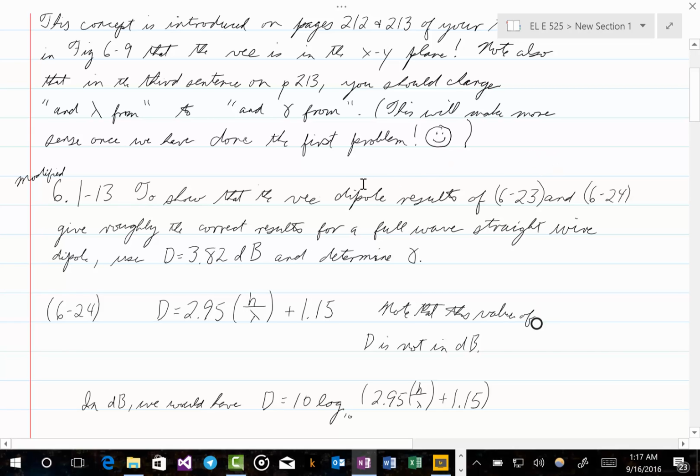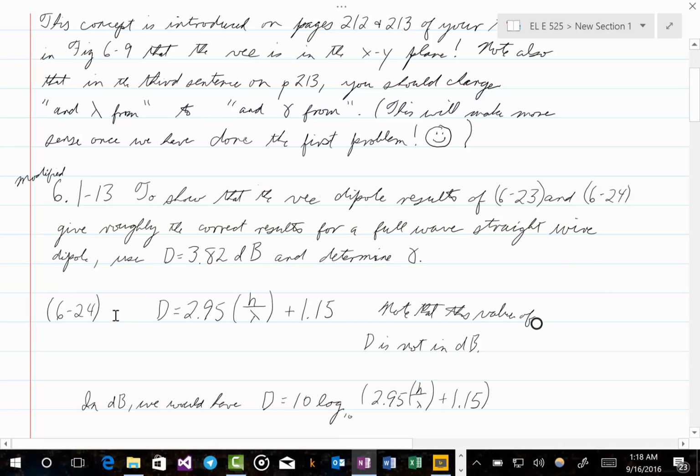Now, they're telling us to use the directivity for the full wave straight wire dipole. And so if we do that, they're hinting that we should expect results that are roughly the same as for the full wave straight wire dipole, since we're using the directivity for the full wave straight wire dipole. So let's see if indeed it will give us values that are roughly the same.